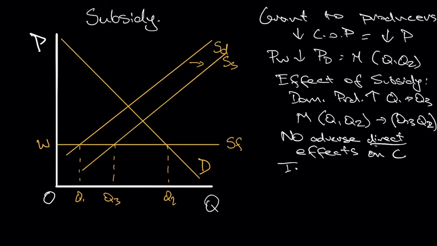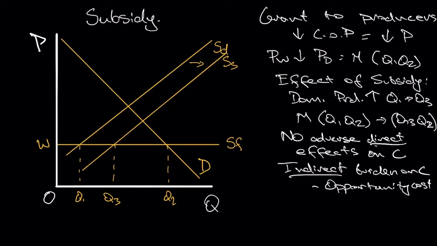Now that word direct is really important because whilst there are no direct effects on consumers, there is some indirect burden, right? There is some indirect burden placed on consumers through the opportunity cost of taxation revenue and where else that could be spent maybe in a more efficient means. And there's also impacts on resource allocation because inefficient producers are actually rewarded through no real innovation of their own.